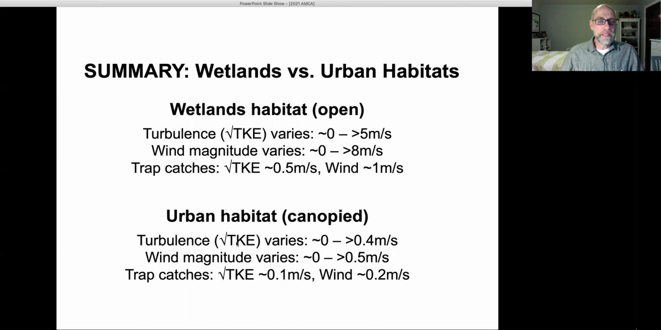In the urban, canopied habitat, turbulence was much lower, only reaching barely above 0.4 meters per second. The wind magnitude was often at the most a little bit above half a meter per second. And the trap catches typically occurred when the turbulence was at 0.1 meter per second on average, with a wind speed of around 0.2 meters per second.